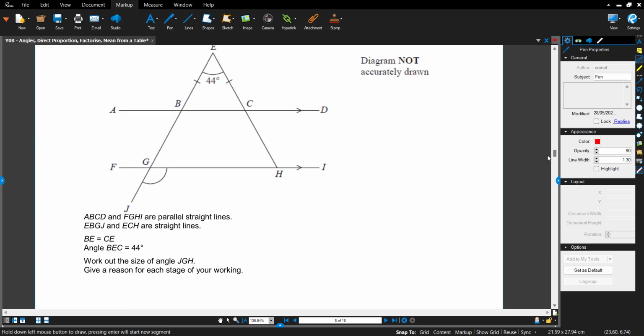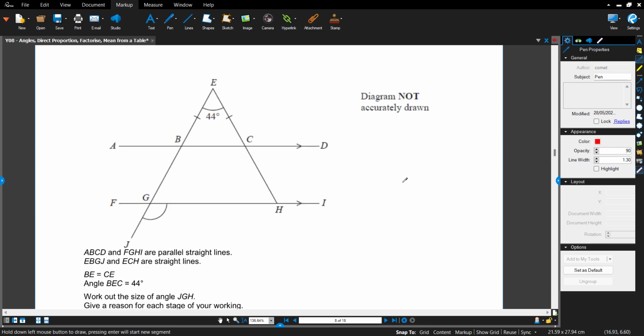ABCD and FGH are parallel straight lines. Important. So we're going to have Z shapes. Let's just mark in the Z shape. Here's a Z shape. You're going to have a backwards kind of Z shape here. All right, look what we got here. Our little friend, the isosceles triangle. So let's use that.